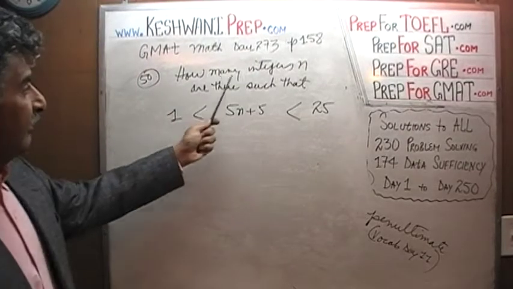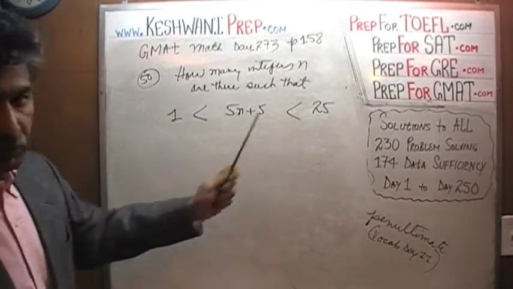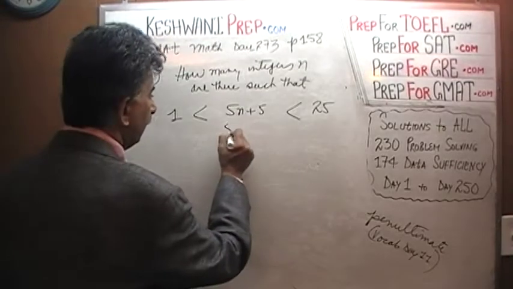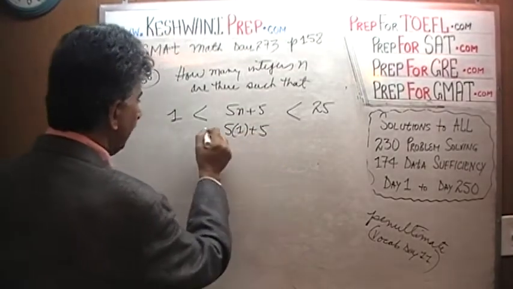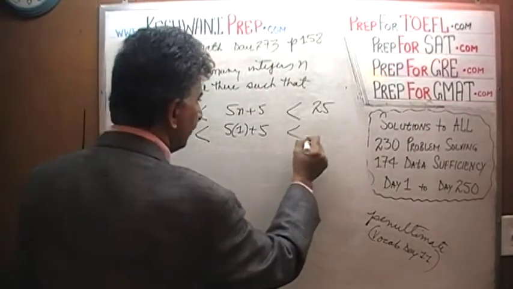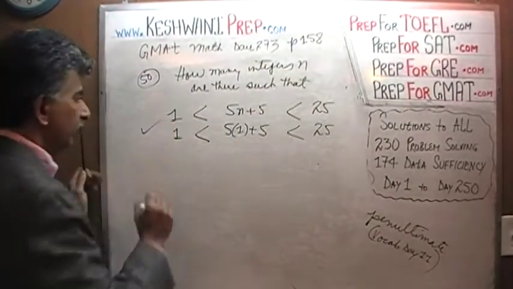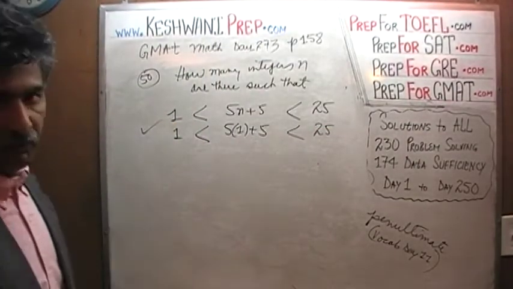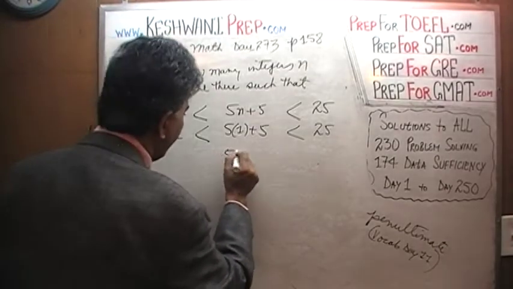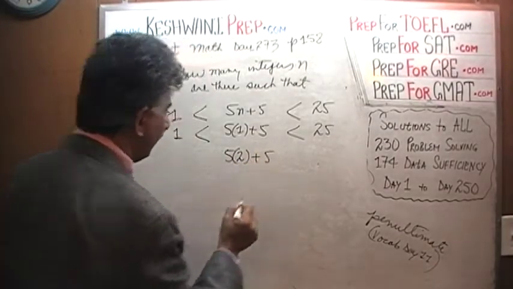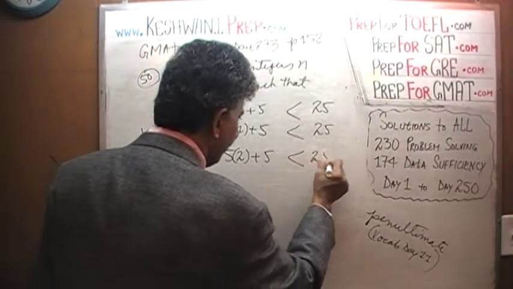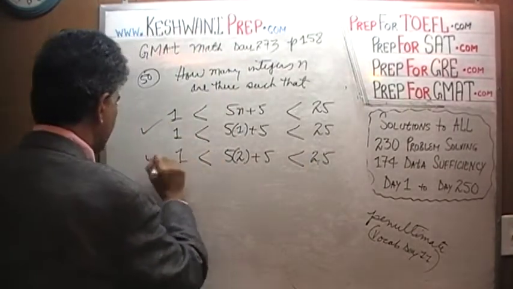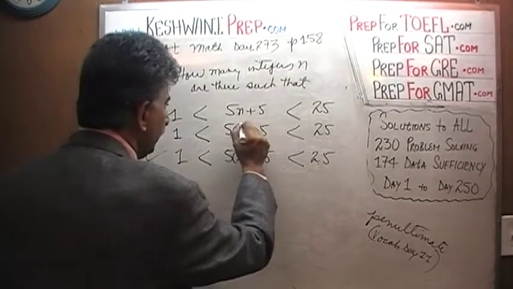Let's find out how many such integers there are. Let's plug in 1. 5 times 1 plus 5 is 10, and 10 is more than 1 but less than 25. That works. Let's plug in 2. 5 times 2 is 10, 10 plus 5 is 15, which is less than 25 but more than 1. That also works. So far we found 2.